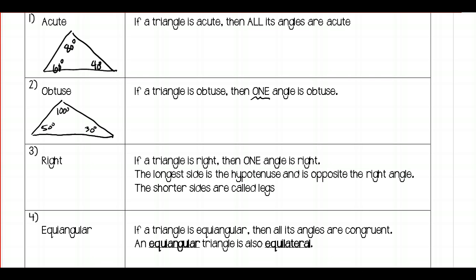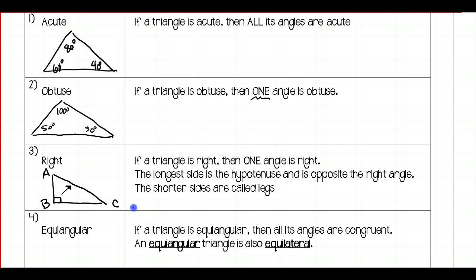All right, moving on to the right triangle. So I'm going to sketch in my triangle, and we'll call this triangle ABC because we're going to need to refer back to some of the pieces. If a triangle is right, then one angle is right. And we call the longest side the hypotenuse, and it's opposite the right angle. So here's my right angle. If I go opposite that in the triangle, that would be my hypotenuse.